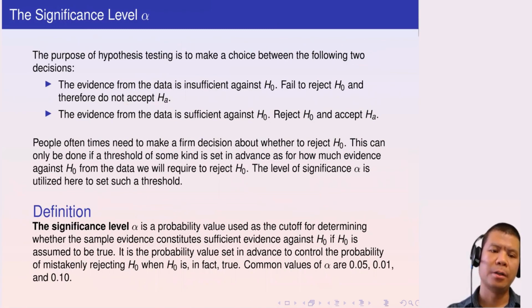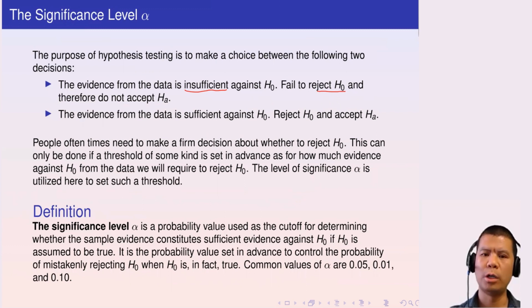Okay, now this is called a significance level. All right, so what do we mean by a significance level? The purpose of hypothesis testing is to make a choice between the following two decisions. One of them is the evidence from the data is insufficient against H0. In such cases, we fail to reject H0 and therefore do not accept HA.